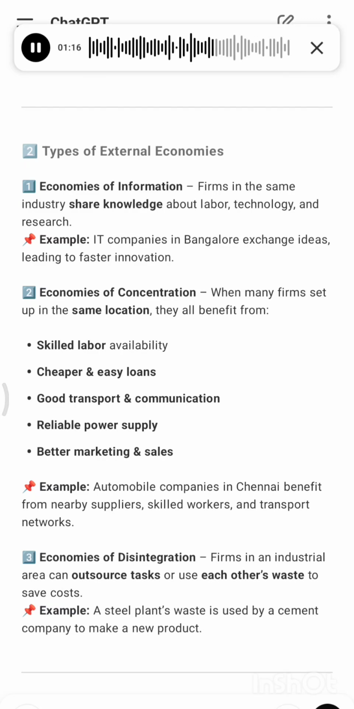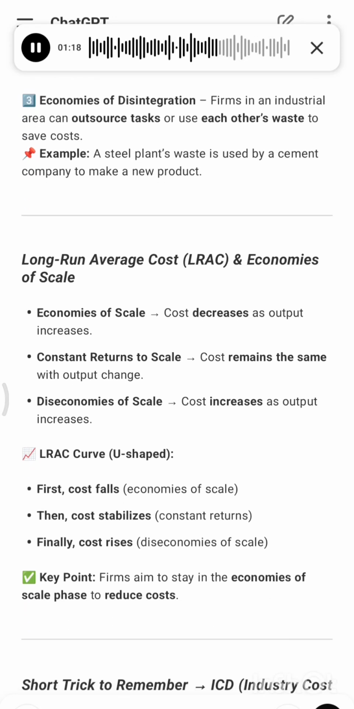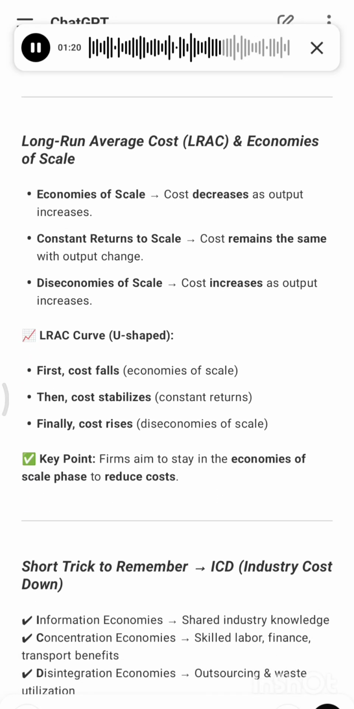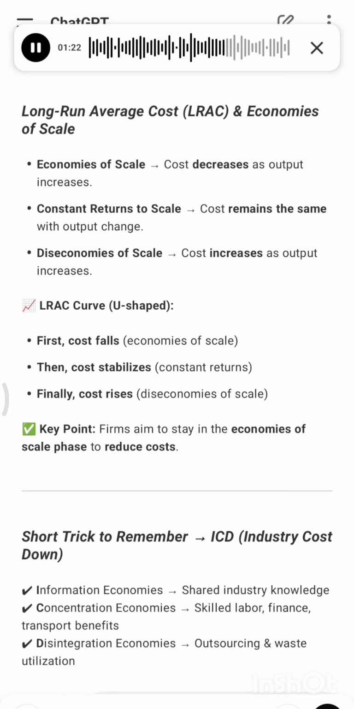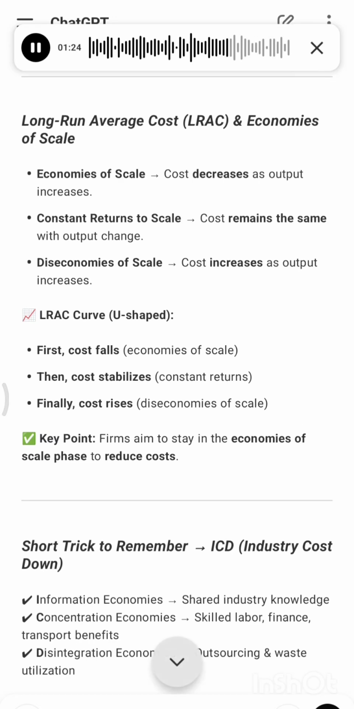Long-run average cost, LRAC, and economies of scale. Economies of scale: cost decreases as output increases. Constant returns to scale: cost remains the same with output change. Diseconomies of scale: cost increases as output increases.